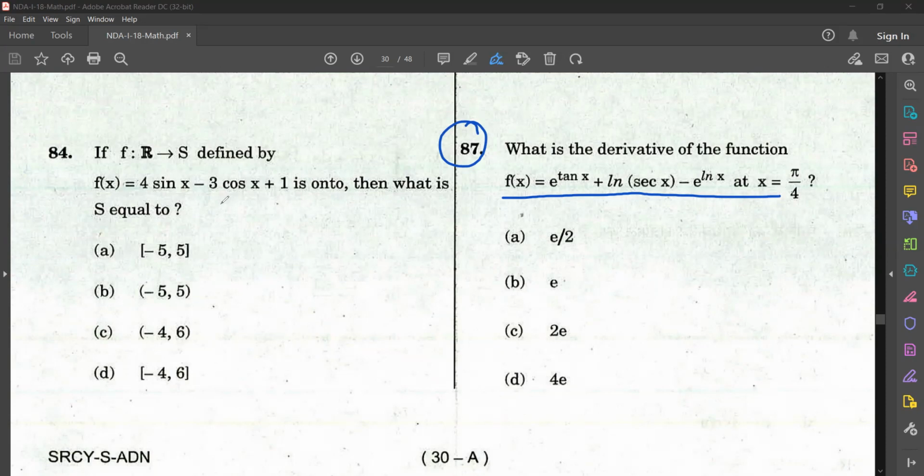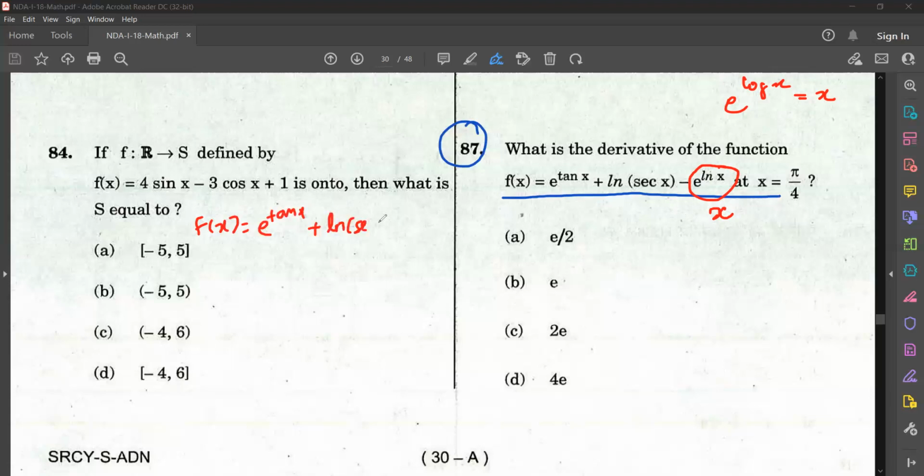Okay, so how do you do? Just take the derivative. Before going to that, I'm just simplifying. What is e raised to ln x? e raised to ln x is nothing but x, isn't it? That is x itself. So this function becomes f of x is equal to e raised to tan x plus ln sec x minus x. Now take the derivative f dash of x.